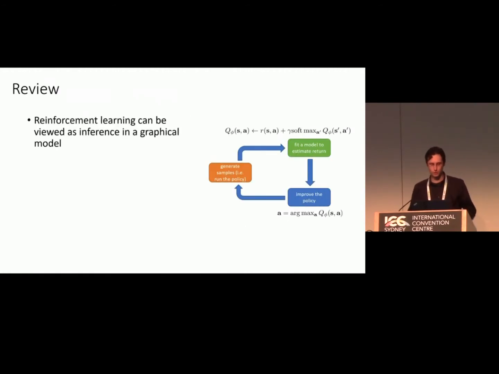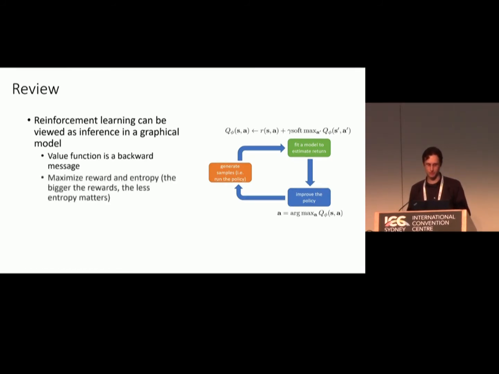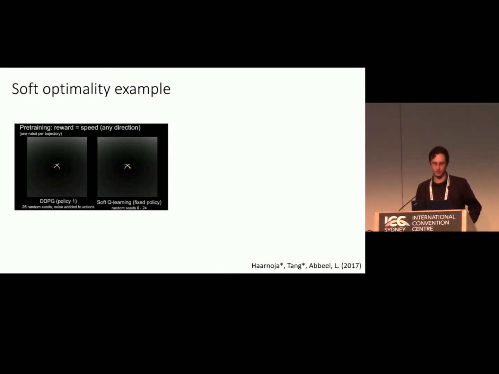All right, let's review. I talked about how reinforcement learning can be viewed as inference in a graphical model, where the value function is the backward message, and this corresponds to a policy objective which says to maximize reward and to maximize entropy. Basically, you're trying to find the most random policy that still gets good rewards. But the bigger the rewards are, basically if you put a multiplier on the rewards, the less the entropy matters, so this can be reduced to hard optimality. I talked about soft Q learning, which is an algorithm that uses soft optimality in a Q learning algorithm, and about how this can be fitted into the framework of policy gradients by adding that entropy regularization term.